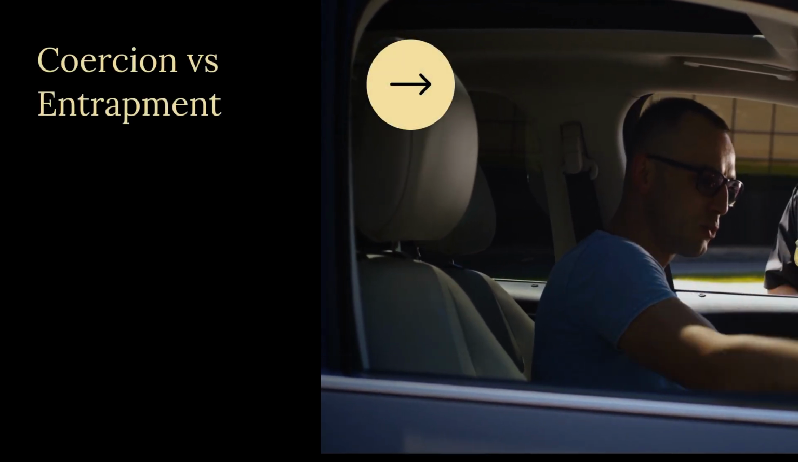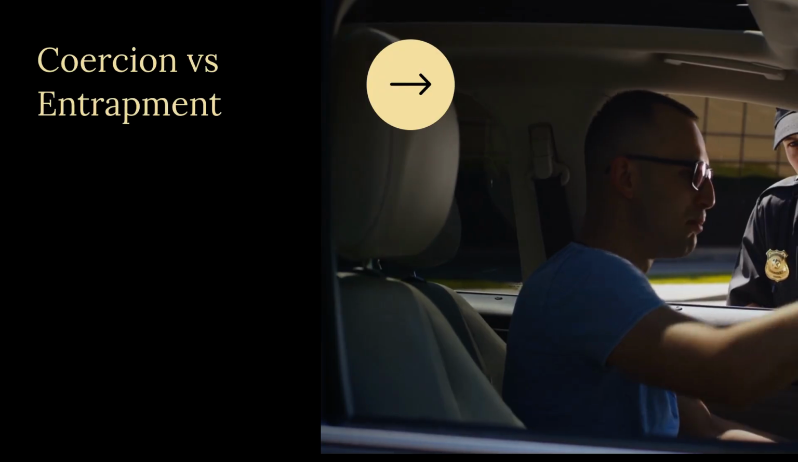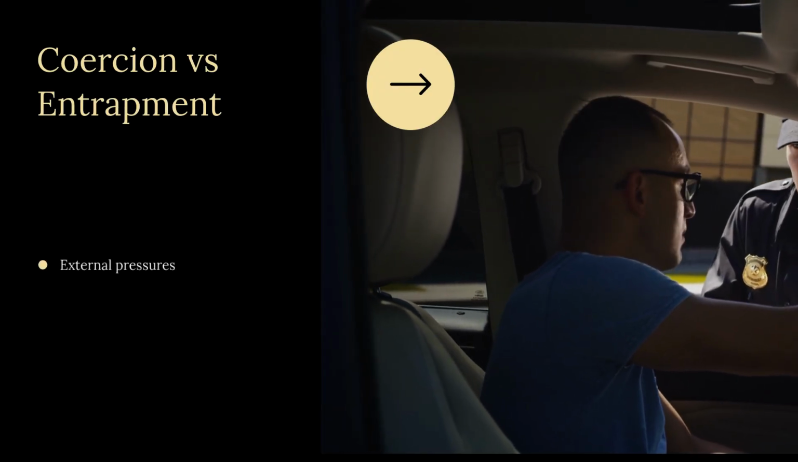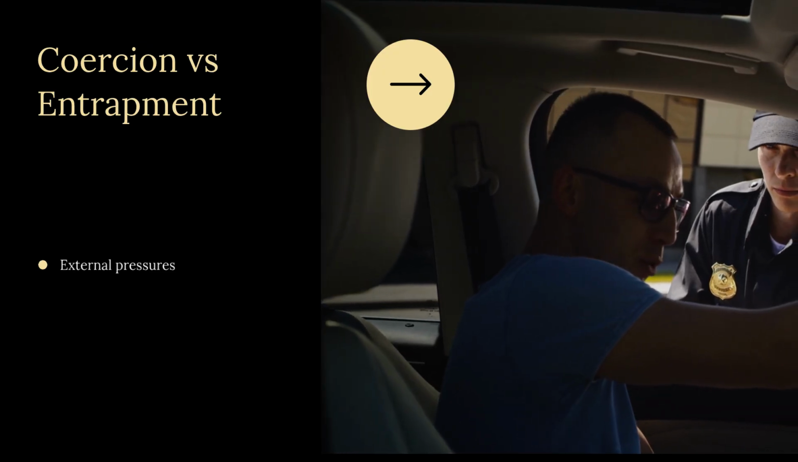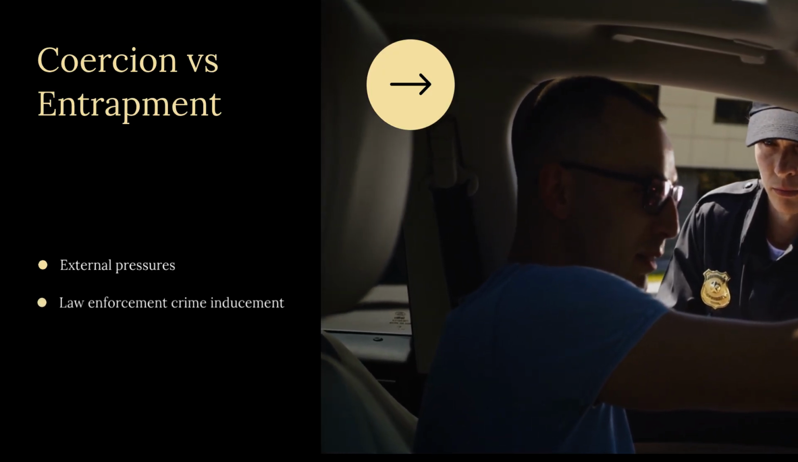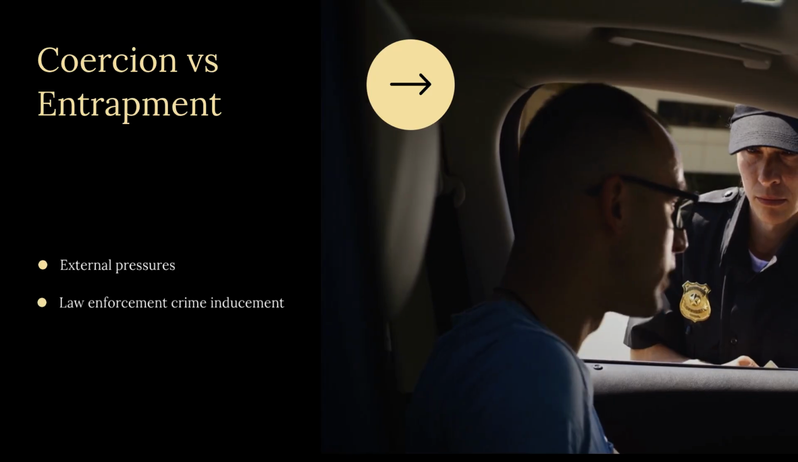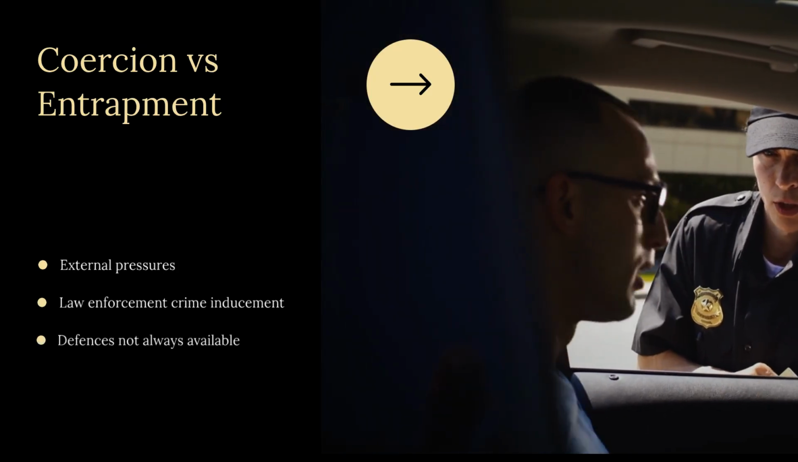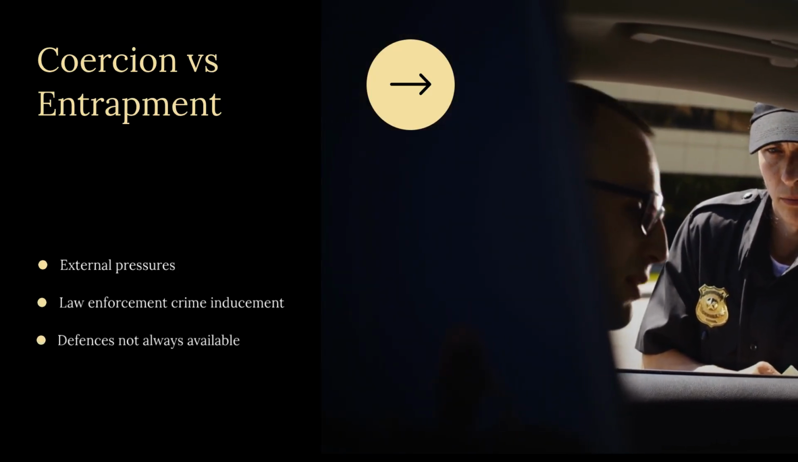Coercion and entrapment relate to external pressures. They don't involve mental illness like insanity. Entrapment is when law enforcement induces a crime. Coercion involves ongoing control or abuse. These defenses are not available in all situations.